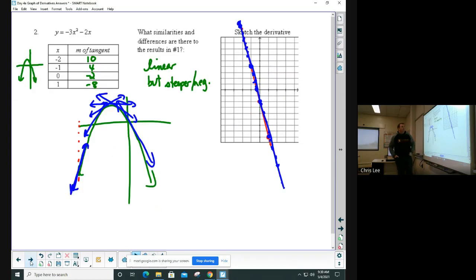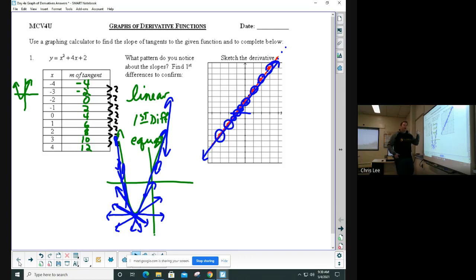It is linear. And same with this one. This is linear as well, but not surprisingly, the derivative is going down. Here, the derivative's going down, and the parabola is opening down. In this one, the parabola is opening up, and the derivative is going up. Not a surprise.